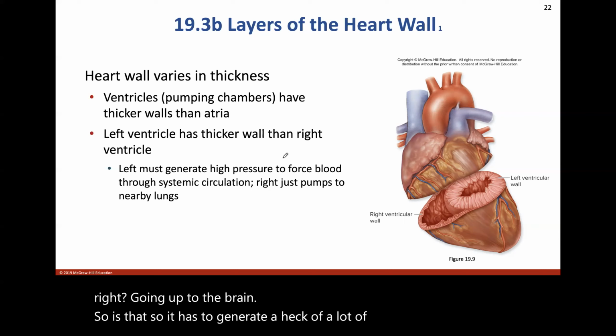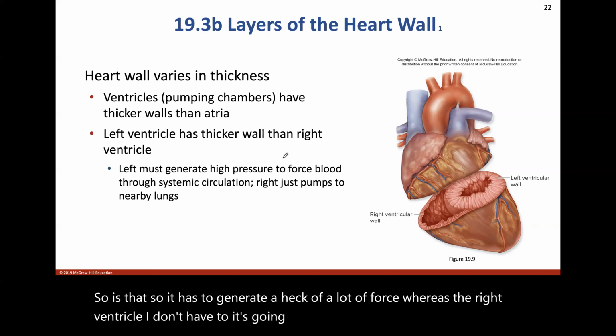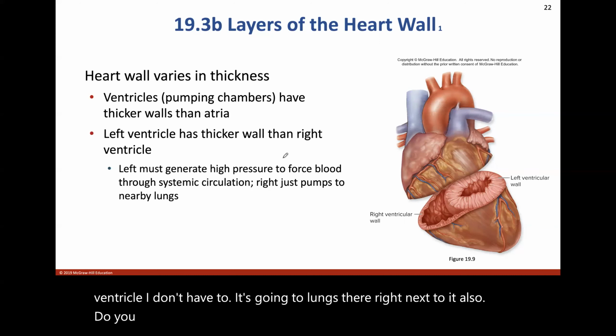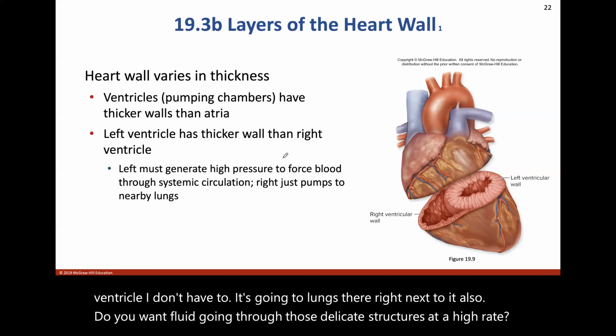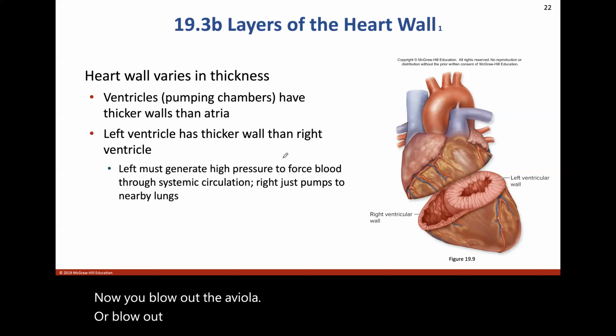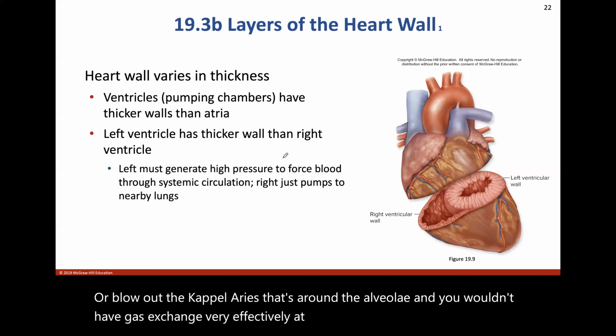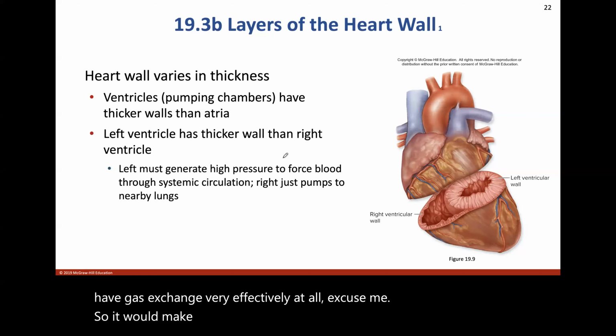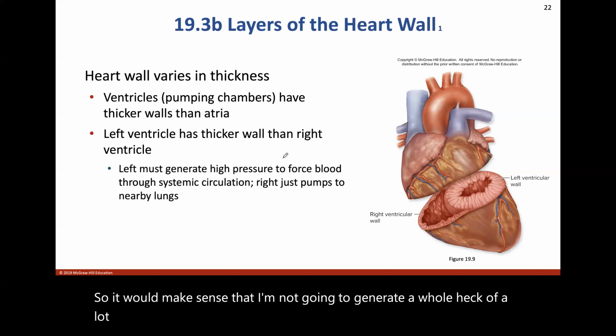Whereas the right ventricle, I don't have to. It's going to the lungs. They're right next to it. Also, do you want fluid going through those delicate structures at a high rate? No, you blow out the alveoli, or blow out the capillaries that surround the alveoli, and you wouldn't have gas exchange very effectively at all. So it would make sense that I'm not going to generate a whole heck of a lot of force on that right side compared to the left.